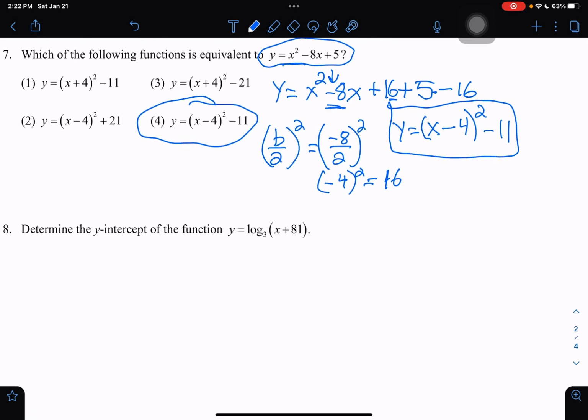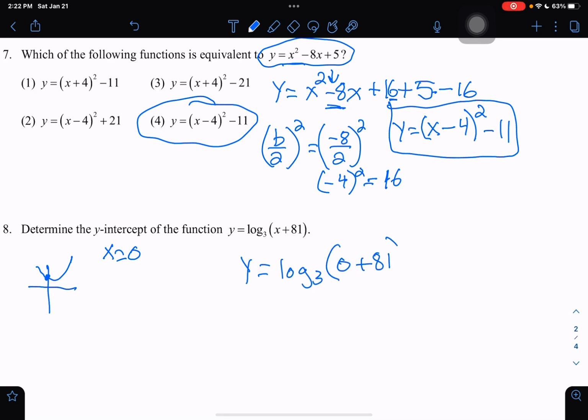This one says determine the y-intercepts. Y-intercepts occur when x is equal to 0, right? Because it would go through something like this, right? So at this point, x is equal to 0 and y is some number. So y is equal to log base 3 of 0 plus 81. So y is equal to log base 3 of 81.